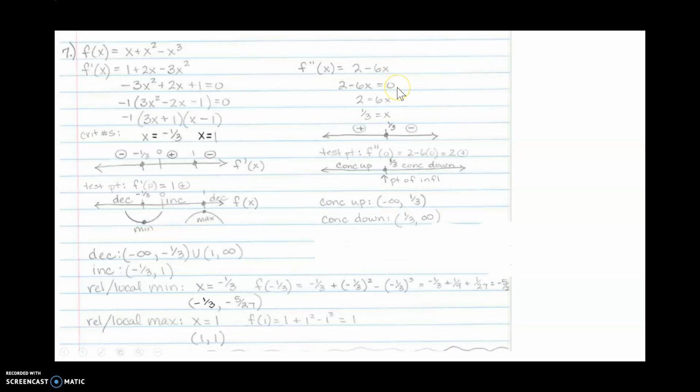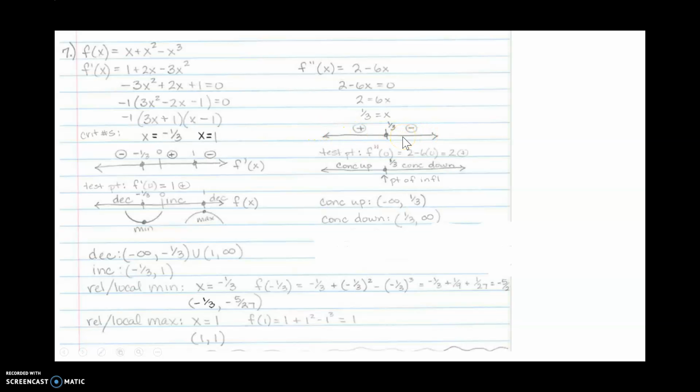Let's set it equal to 0 and solve it. So if I do that, add 6x to both sides and divide by 6, I'll get x equals 1/3. So that is my possible point of inflection. That's my root of my second derivative. So I need to figure out where my second derivative is positive and negative now.